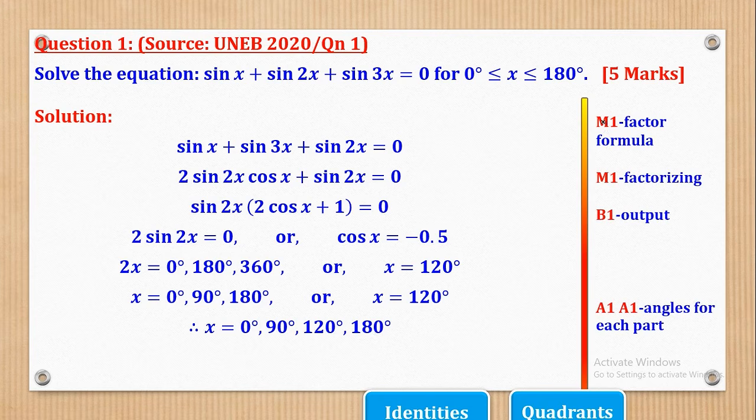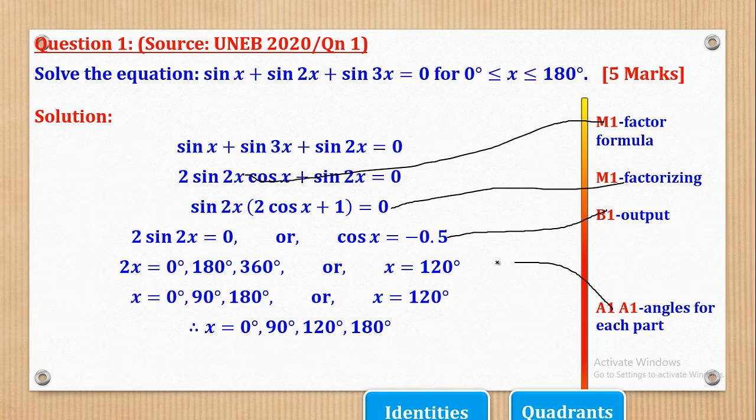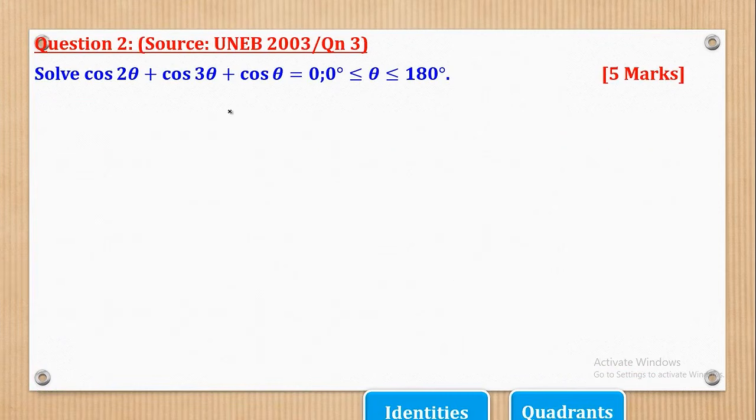So M1 for the factor formula to write this, then M1 for factorizing, B1 for the output, A1 for each part, so A1 for this part, and also another A1 for that part. So that was question 1. Now we shall go to question 2. Question 2 came from UNEB 2003, paper 1, question 3, and says, solve this for values of theta within that interval.